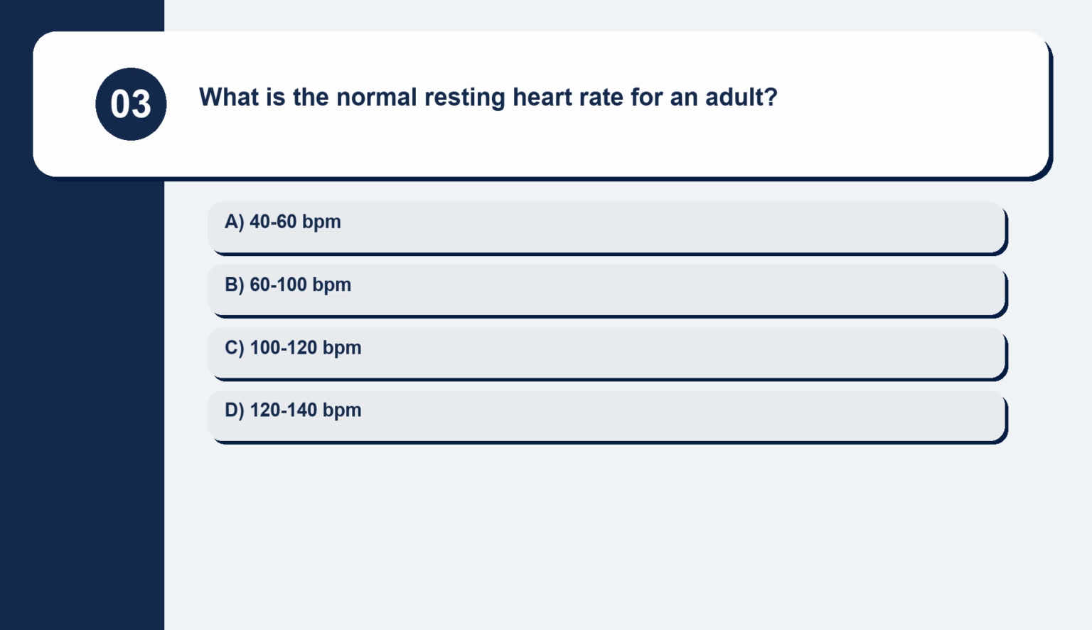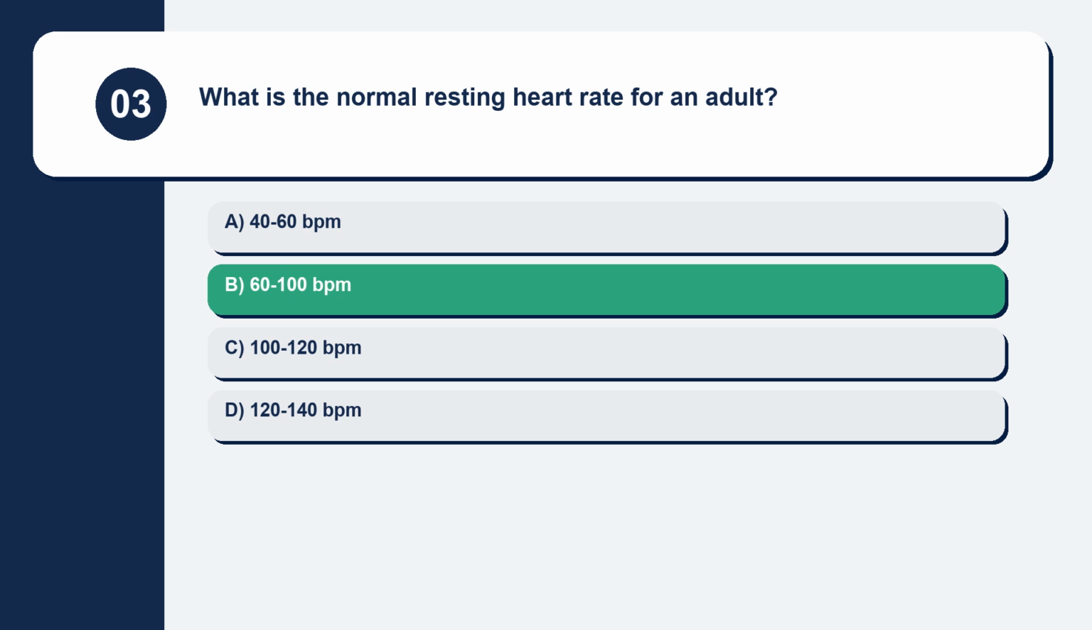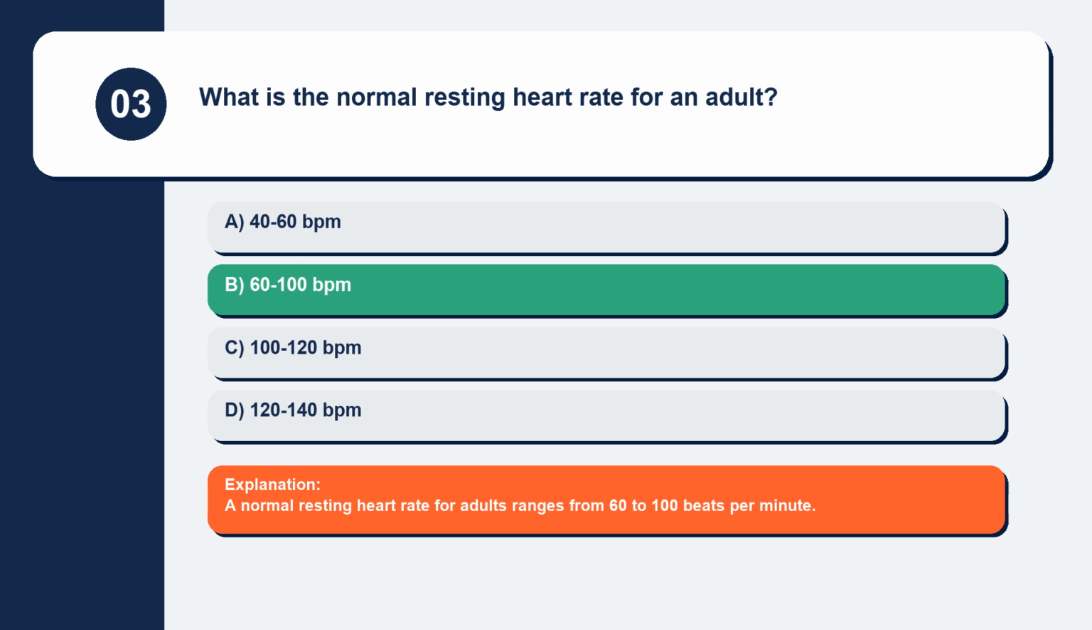Question 3. What is the normal resting heart rate for an adult? 40 to 60 bpm. 60 to 100 bpm. 100 to 120 bpm. 120 to 140 bpm. A normal resting heart rate for adults ranges from 60 to 100 beats per minute.